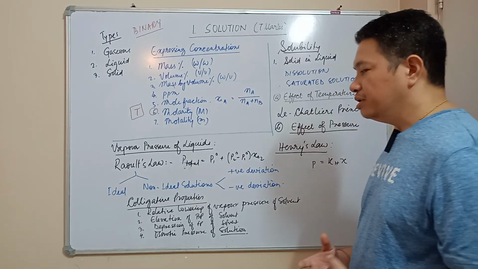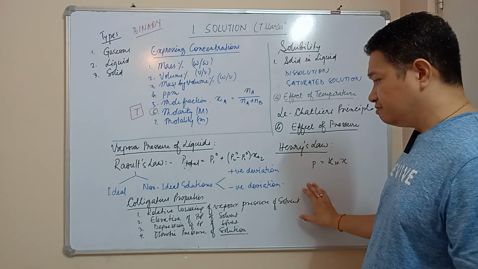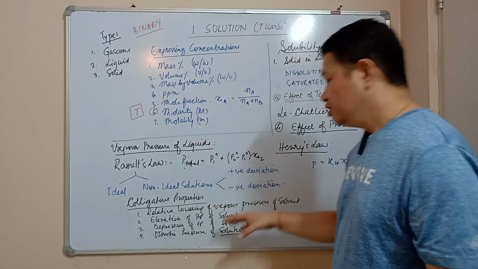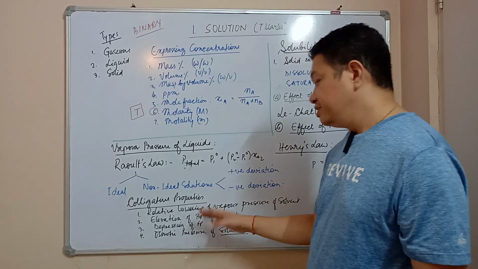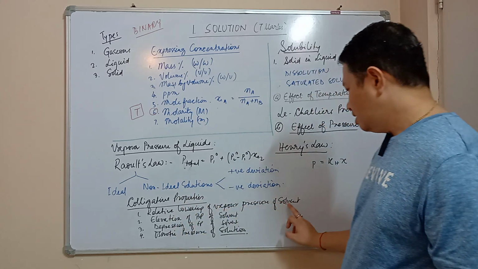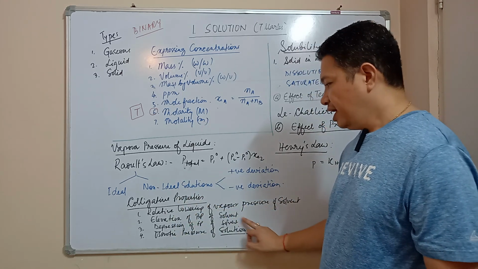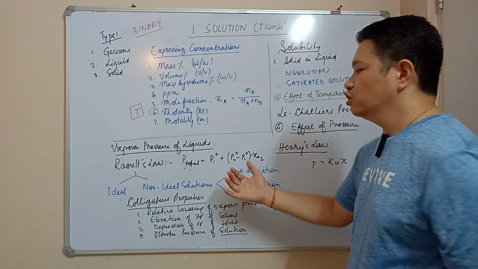Those properties are called colligative properties, and they are: relative lowering of vapor pressure of the solvent, then elevation of boiling point of the solvent, then depression of freezing point of the solvent, and osmotic pressure of the solution. See, the first three properties are properties of the solvent, and the last property, osmotic pressure, is the property of the whole solution. So these are colligative properties.